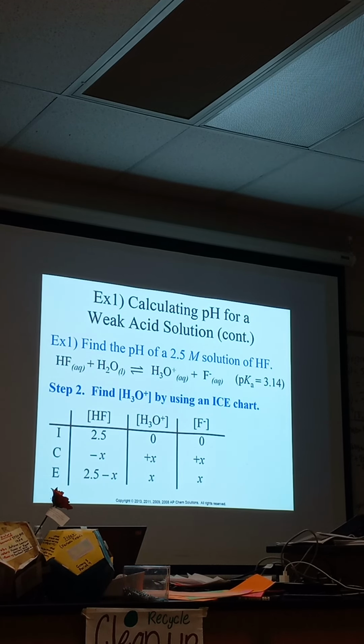Alright, so guys, I'll give you a sec, because I know some of us are probably still copying the ice chart here. So our E line then, guys, is going to be 2.5 minus x, and x.